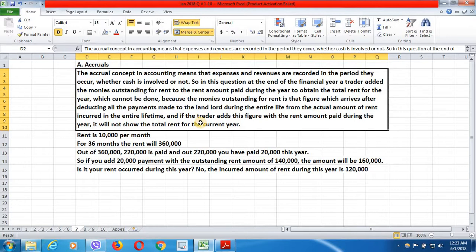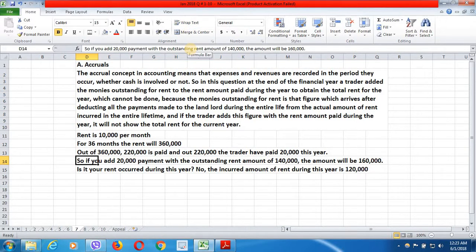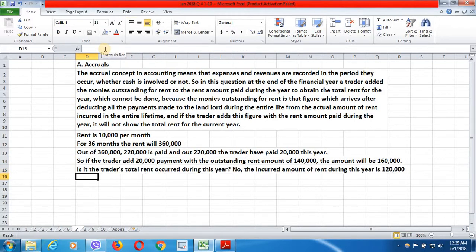Say for example, rent is £10,000 per month. Till that, we assume that 36 months have passed, okay? So for 36 months, the rent will be £360,000. Out of £360,000, £220,000 is paid. And out of £220,000, the trader has paid £20,000 this year. So if the trader adds £20,000, the payment figure, with the outstanding rent amount of £140,000, the amount will be £160,000. Is it the trader's total rent incurred during this year?